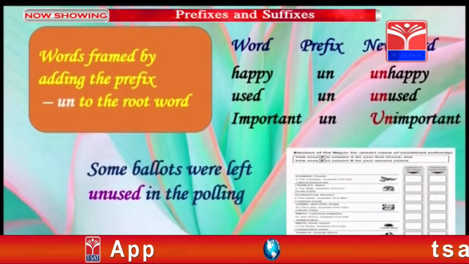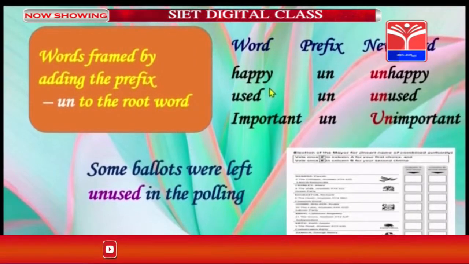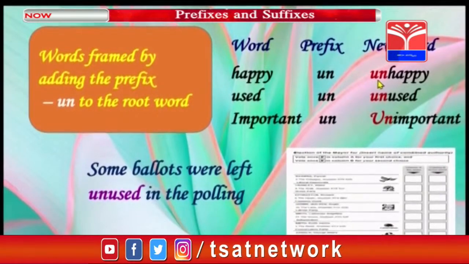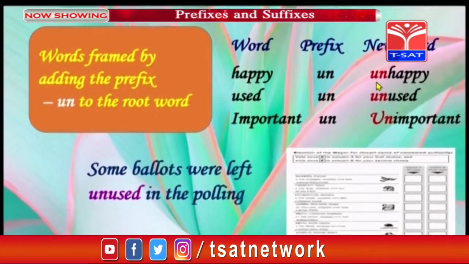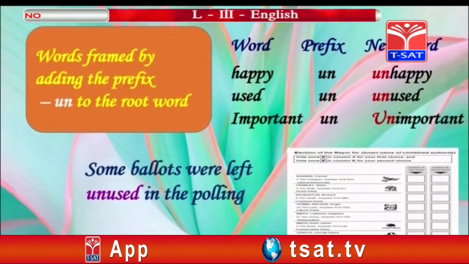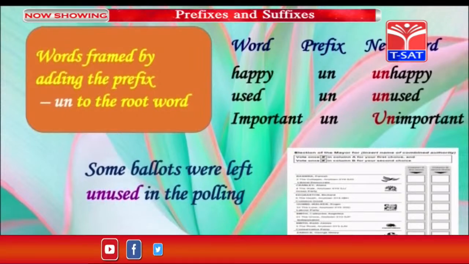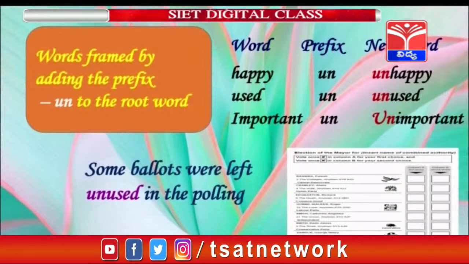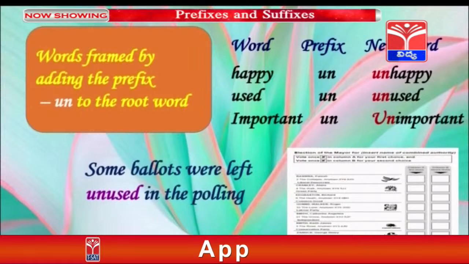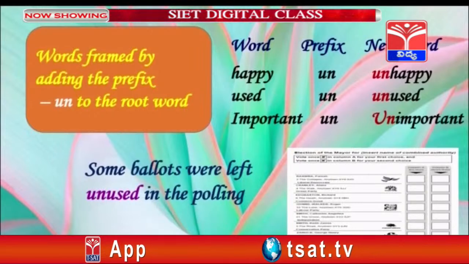Here if you see the example, the word happy, by adding the prefix un, the new word formed is unhappy. So here the word happy is the root word. Children, now we shall see some examples of prefixes. The first one, words framed by adding the prefix un to the root word. For example, the word happy. By adding the prefix un, the new word becomes unhappy, which gives a negative meaning.